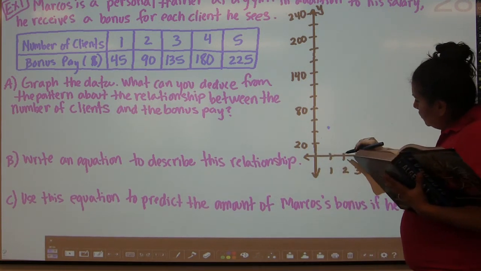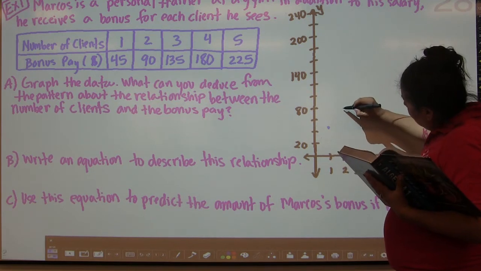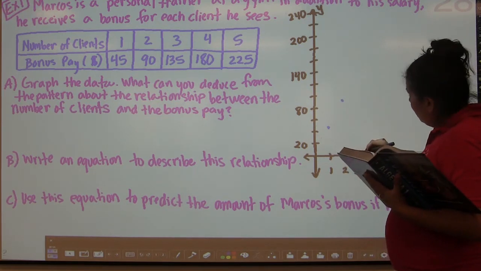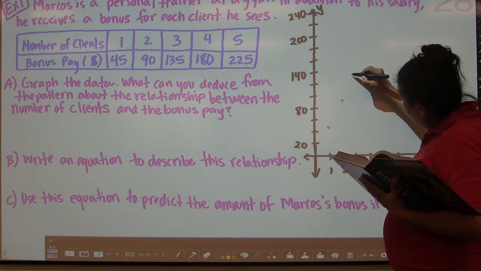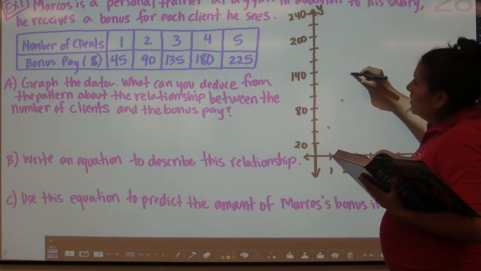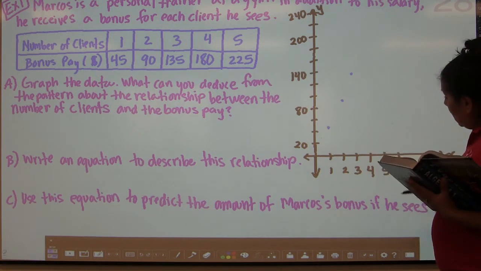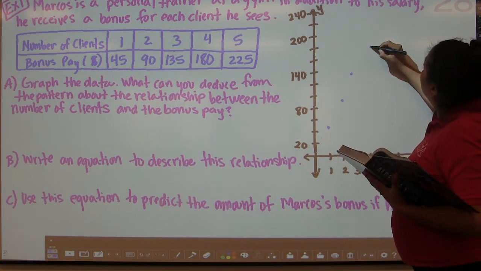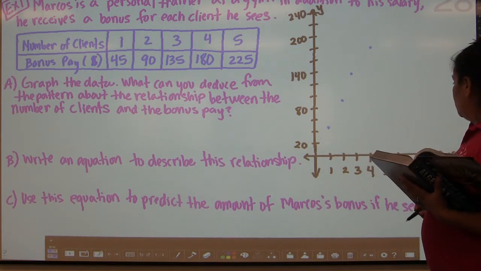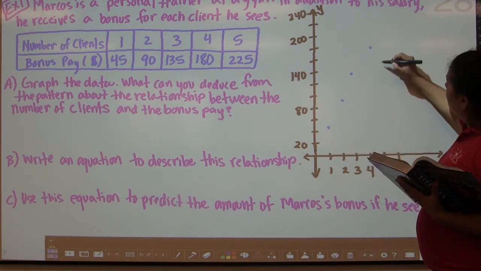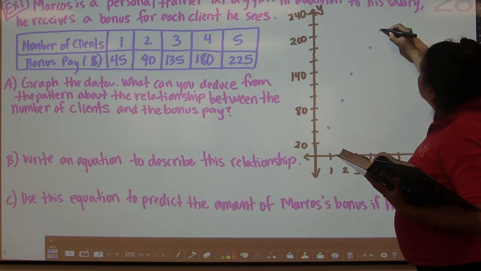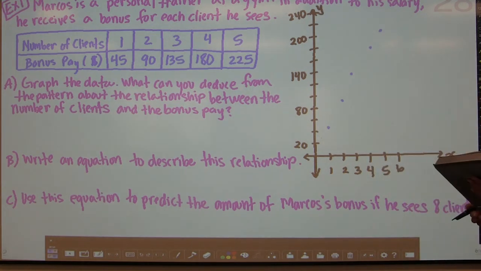2 and 90, so here's 2, and there's 80, and there's 90 in the middle. And then 3 is 135, so we're going to go all the way up here, almost close to the 140. 4 is 180, so 180 is right about there. And then 5, 225 is going to be over here, a little bit after the 200. So that's pretty much my graph.